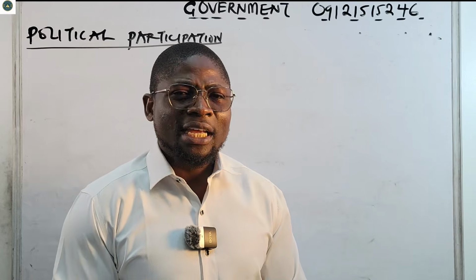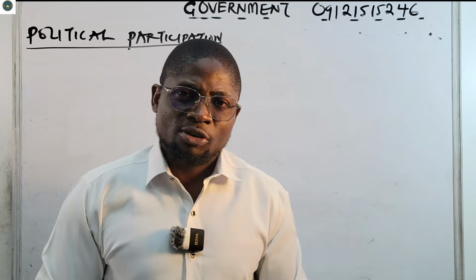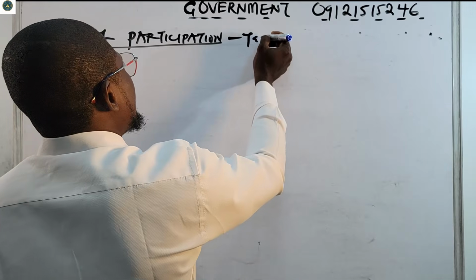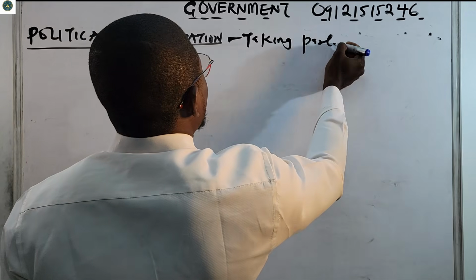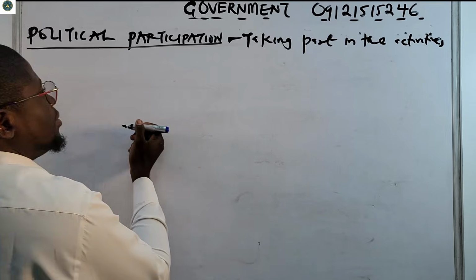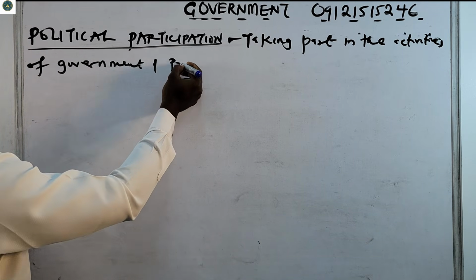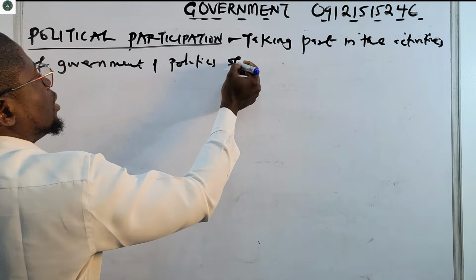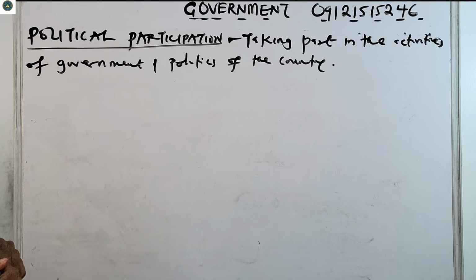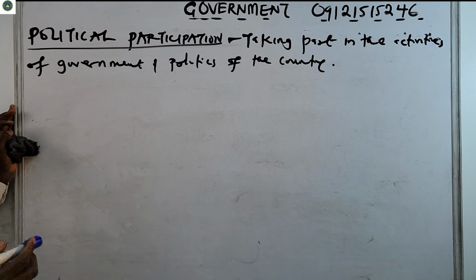I want to join. I want to vote and be voted for. I know my rights, so I want to participate actively in the affairs of my country. That is political participation: taking part in the activities of the government and politics of your country.